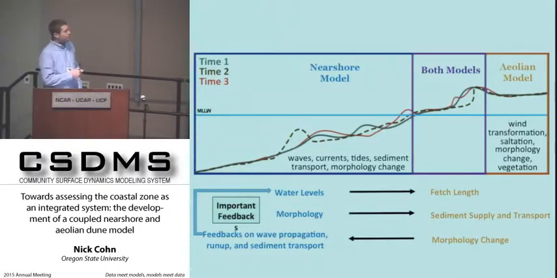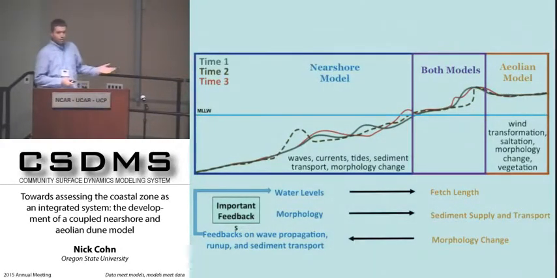And on the beach, the center area shown here in purple, we need both models. Both wind and waves are particularly important. And not only do we need to model their development, but we also need to model the feedbacks between the two systems. So the near shore and the back shore are dynamically linked.